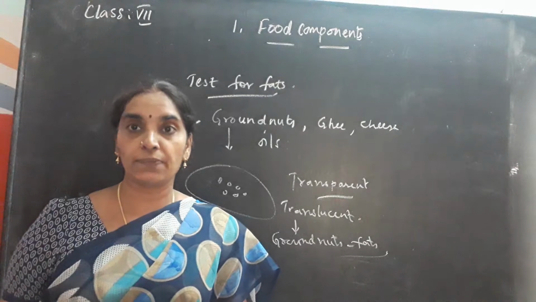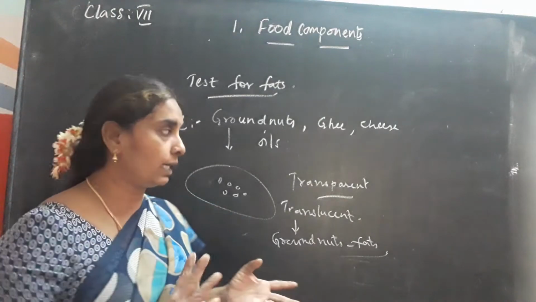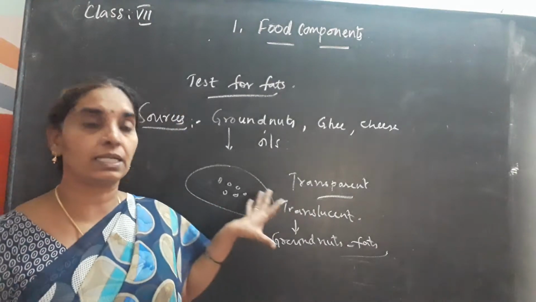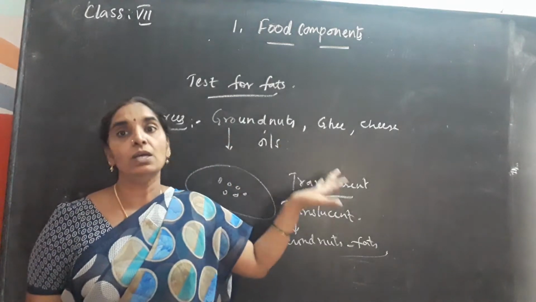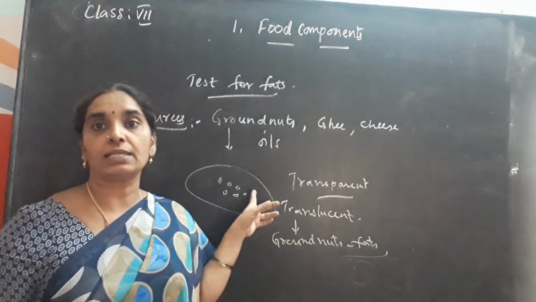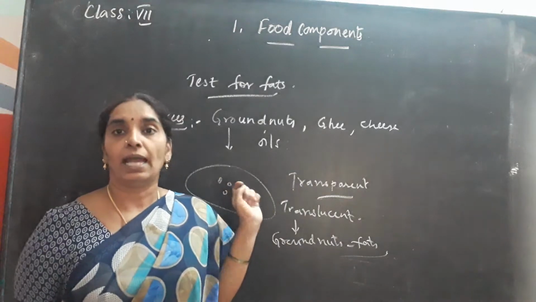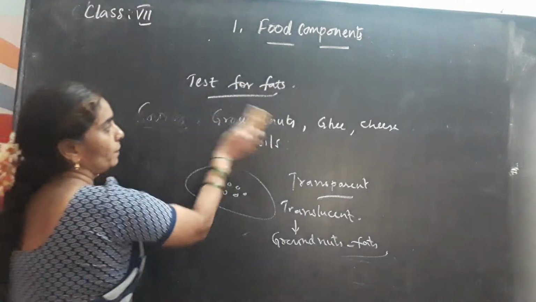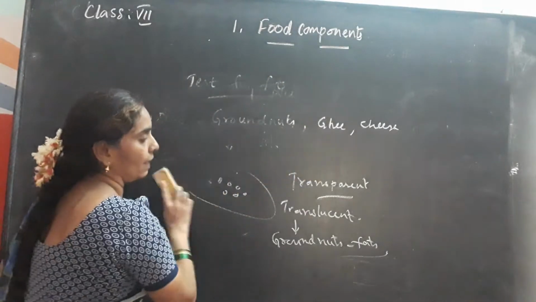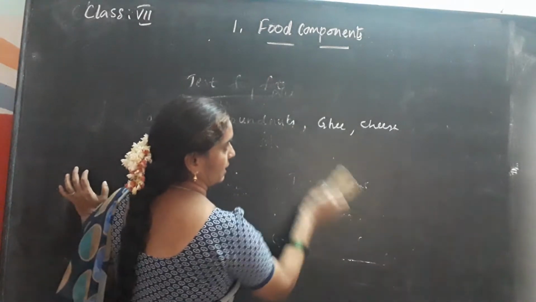So it is partially visible outside. The other side can be seen partially. Normally, fat turns the paper translucent. So this is the test for fats. And you know that fats ought to be taken in a very limited amount in our diet.